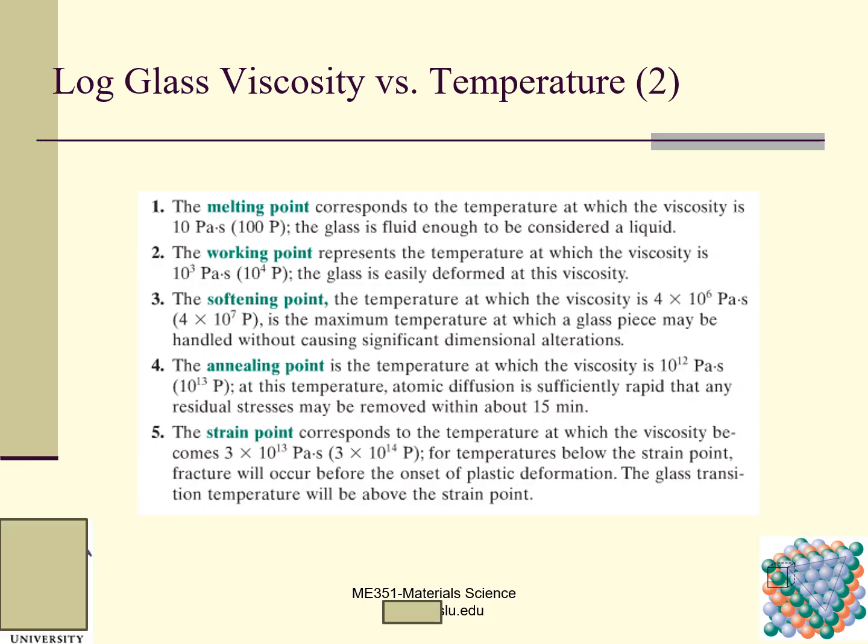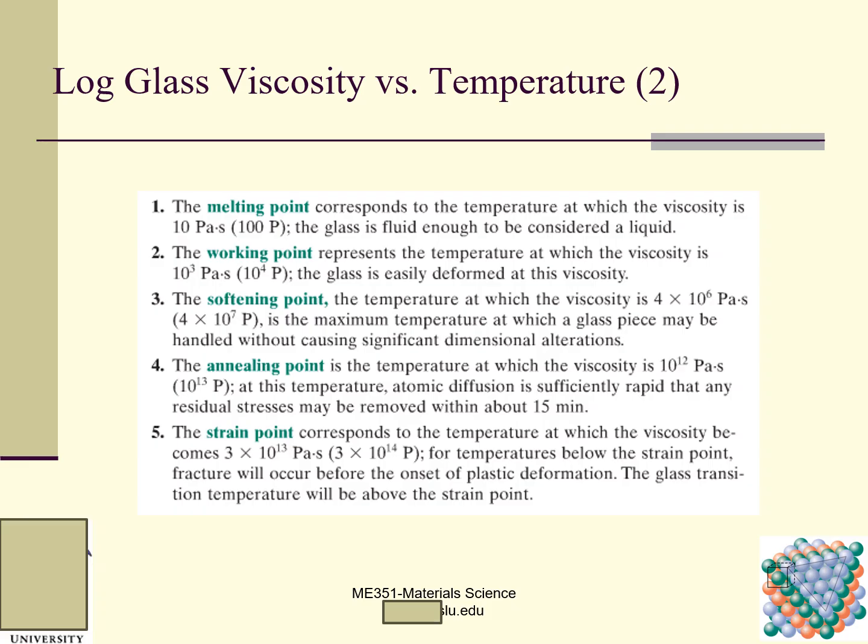The softening point, the temperature at which the viscosity is 4 times 10^6 Pascal second, is the maximum temperature at which a glass piece may be handled without causing a significant dimensional alteration. The annealing point is the temperature at which the viscosity is 10^12 Pascal second. At this temperature, atomic diffusion is sufficiently rapid that any residual stresses may be removed within about 15 minutes.